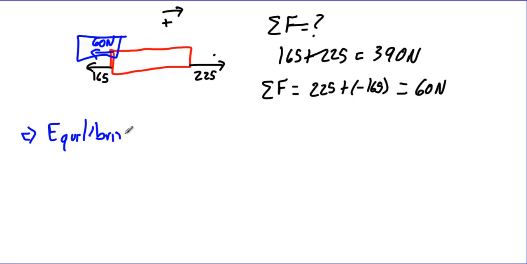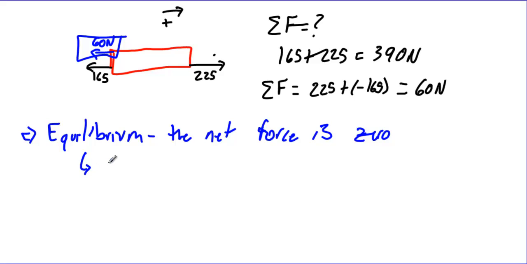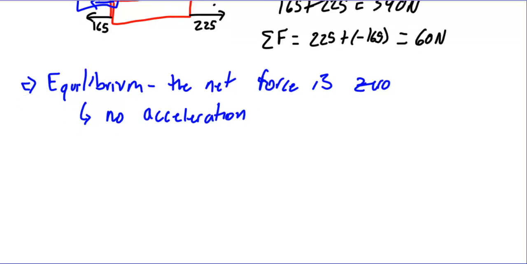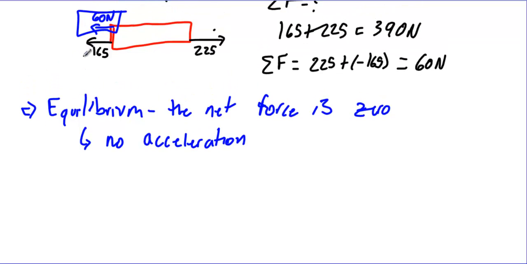So in a system in equilibrium, the net force is 0. All the forces, once we add them together, add up to 0. And that just means no acceleration. It doesn't mean no motion, it means no acceleration. An equilibriant is the force that cancels out all the rest of them. That 60 newtons combined with that 165 cancels out the 225, so our forces are in equilibrium.